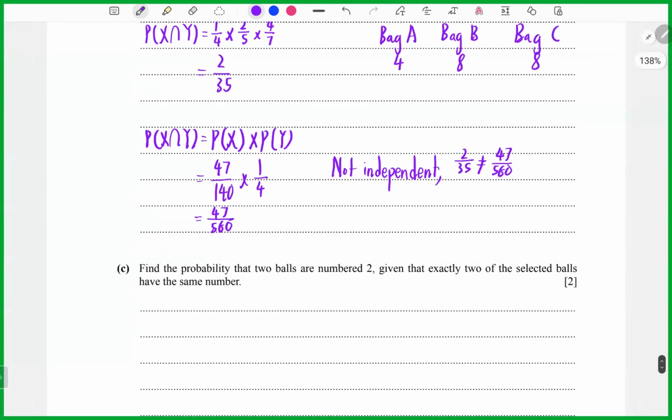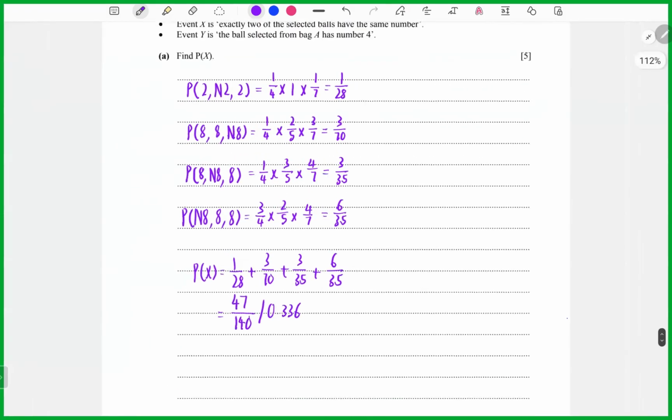So now we look at question C. Find the probability that two balls are numbered 2, given that exactly two of the selected balls have the same numbers. Okay, this is a conditional probability. So now for C, P of number 2 is actually 1 over 28. Why do I know? Look back at this.